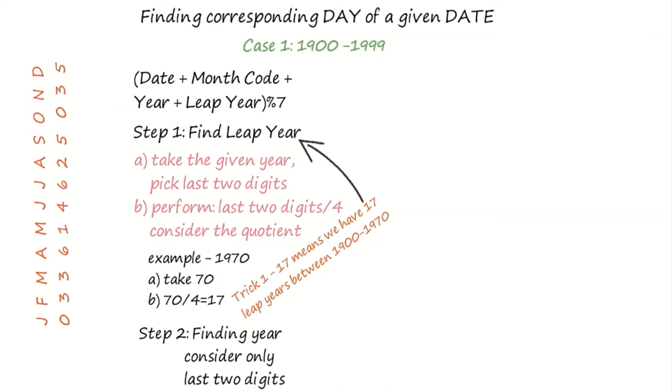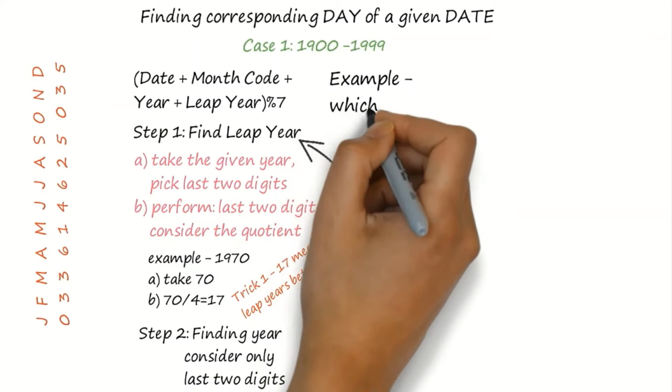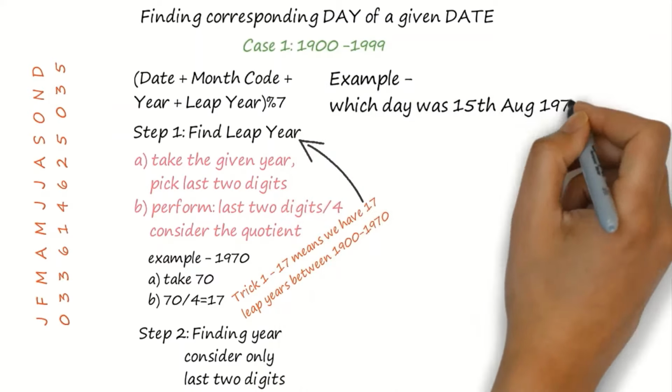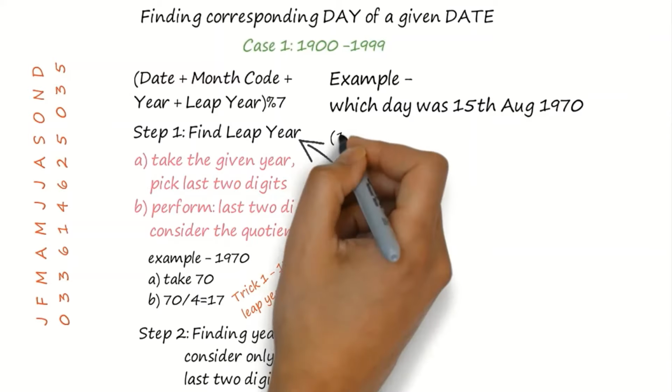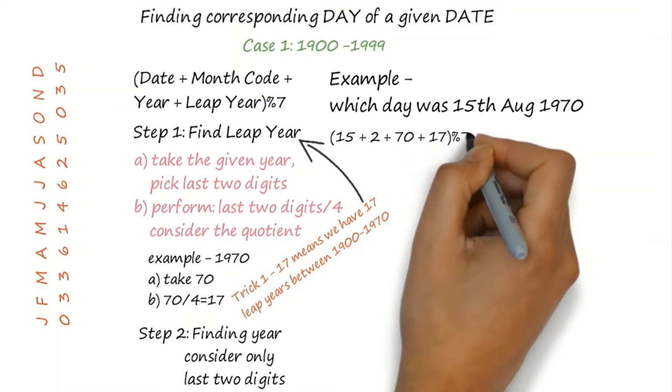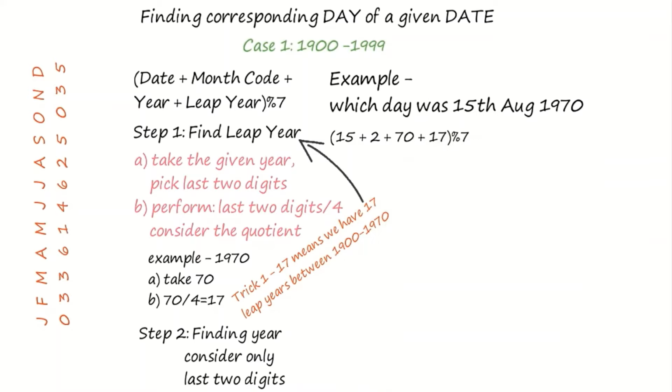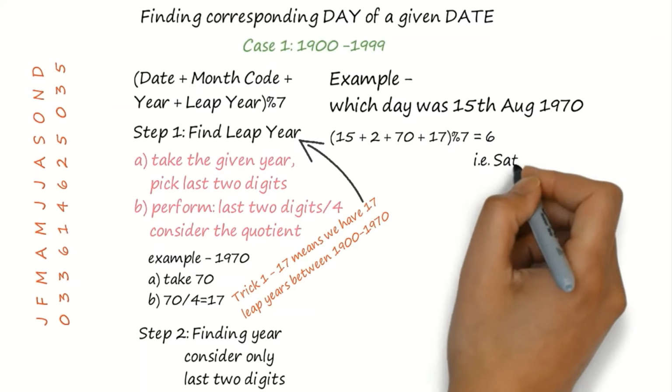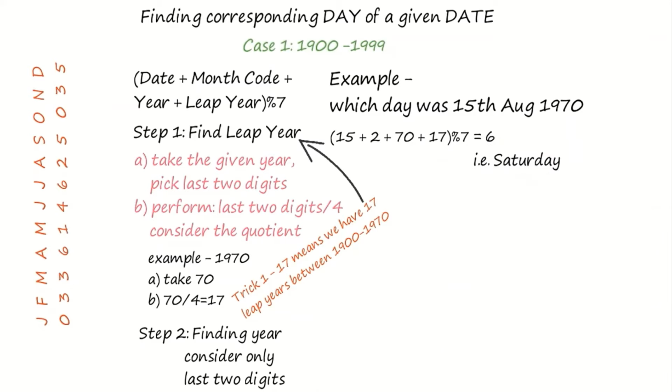So, for example, 15th August 1970 can be calculated as date is 15 plus month code of August is 2 plus last two digits of the year is 70 plus number of leap years is 17. Mod 7 will give you remainder as 6. Now, follow the numbers representing the days. 6 represents Saturday. This is how you will calculate any date within 1900 to 1999 range.